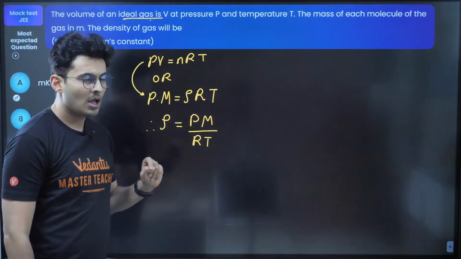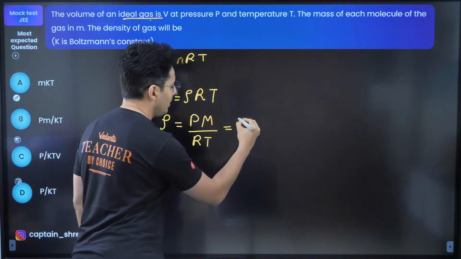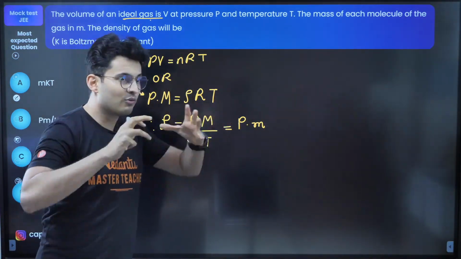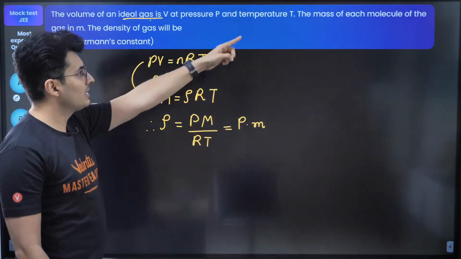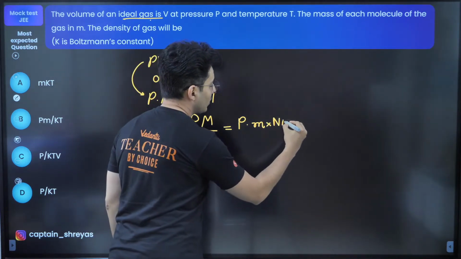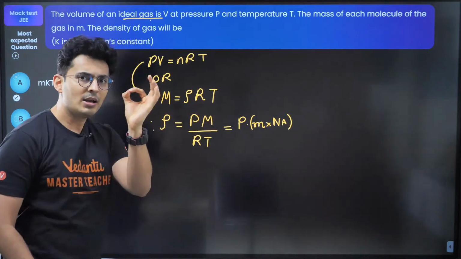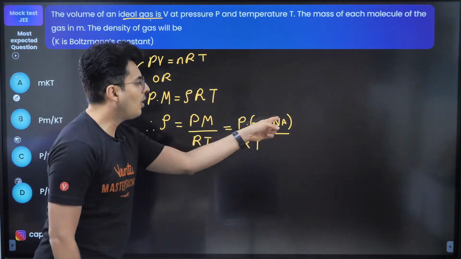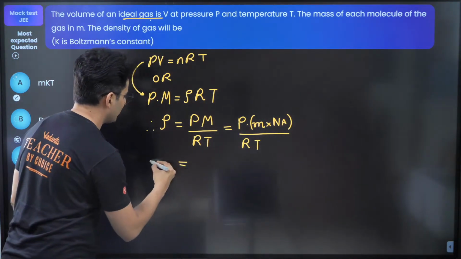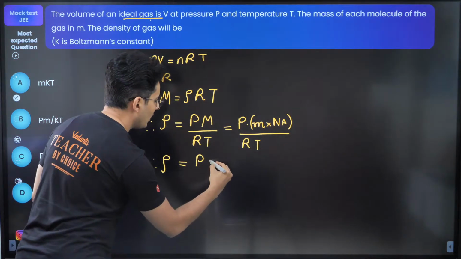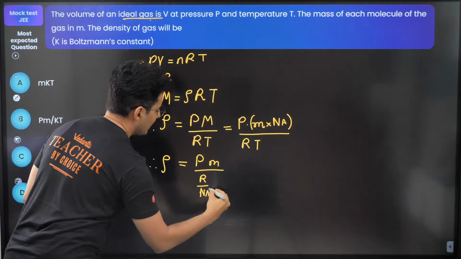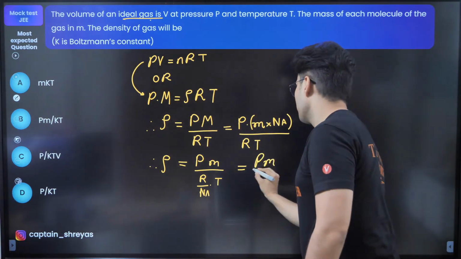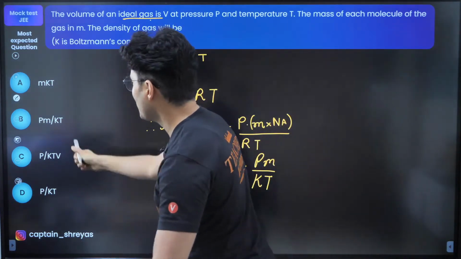Now molecular weight is the mass per mole, that is for Avogadro number of molecules. So if small m represents each molecule's mass, and I multiply it by Avogadro's number, I get the entire molecular weight per mole. And this whole thing is divided by RT. How about bringing Na below? So my problem gets solved. Therefore, rho will be P small m over R into Na into T. Why did I do this? Because I know R by Na is the Boltzmann constant. So it will be Pm by KT, option B it is.